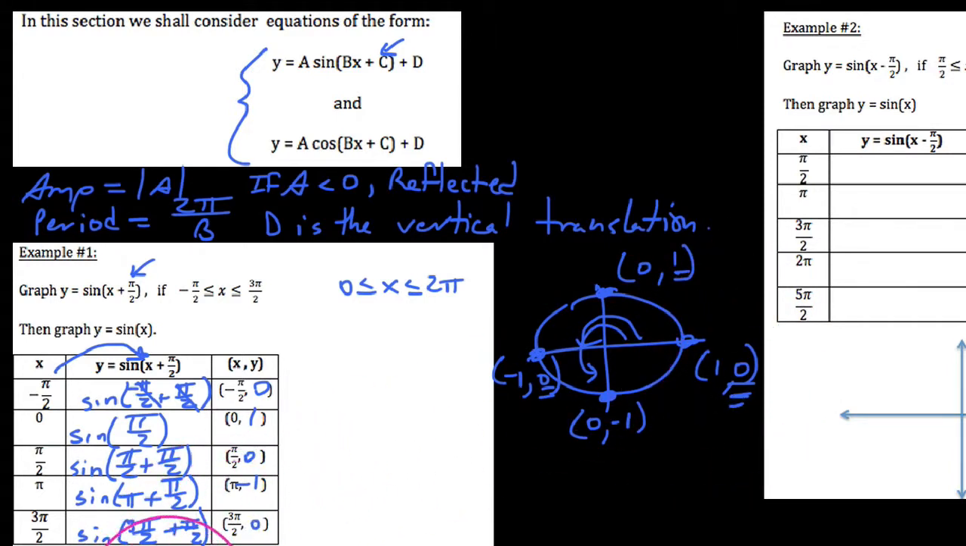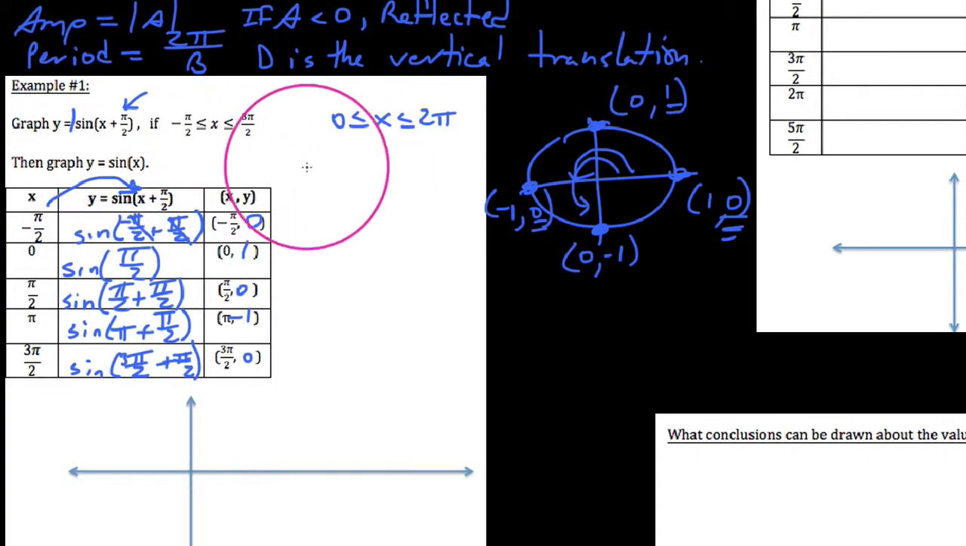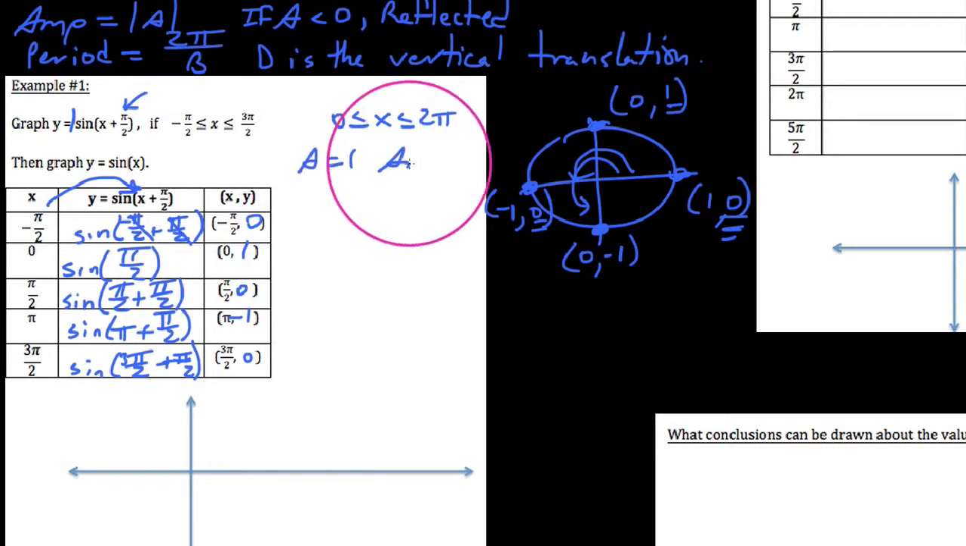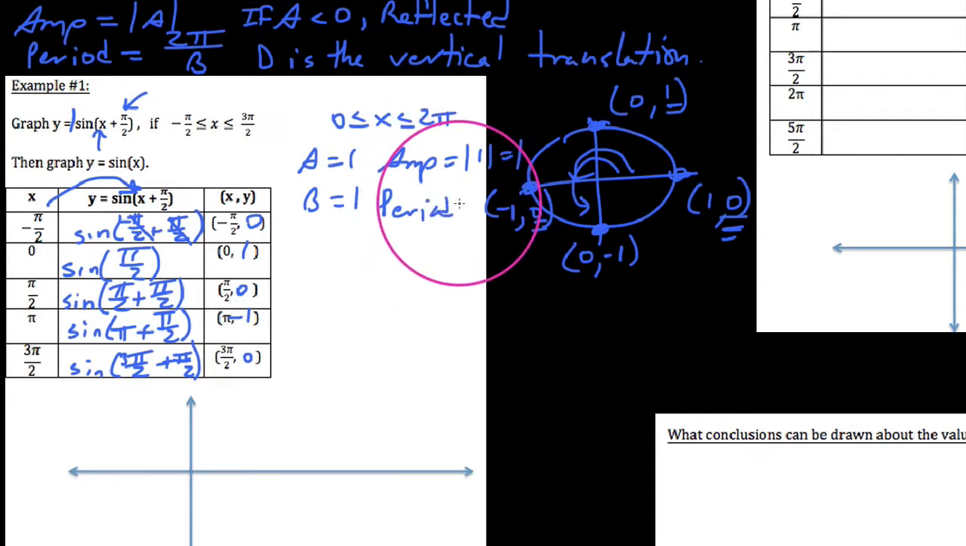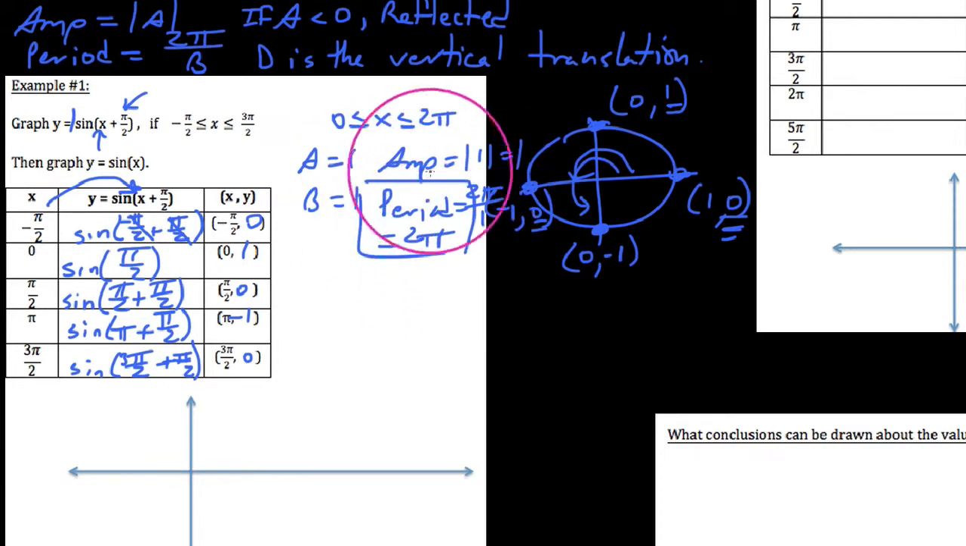So basically, this goes through our normal cycle. This is our normal trig function here, the sine curve. You'll notice that we have an amplitude of 1. The a value is 1, so the amplitude is the absolute value of 1, which is 1. The b value is 1. You can see that's the coefficient of x in here, but its period is equal to 2 pi over b, which is 2 pi over 1, so equal to 2 pi. Let's put a box around that.